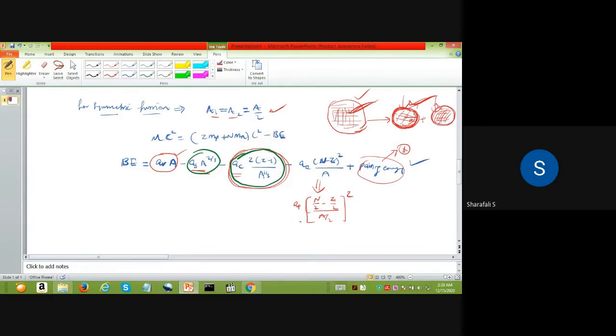Okay, for one daughter nucleus there are two of them. So it will be 2 times a (n/2 − z/2)² over a/2 for the daughter nuclei, I'm saying. So the daughter nuclei collectively will have this much contribution towards that asymmetry energy.